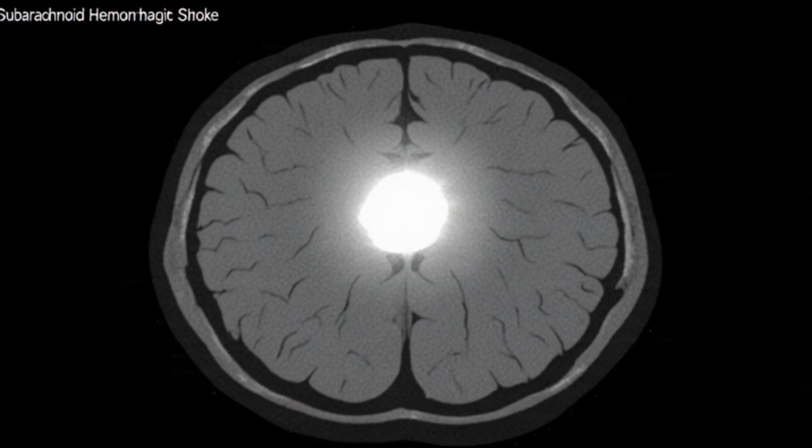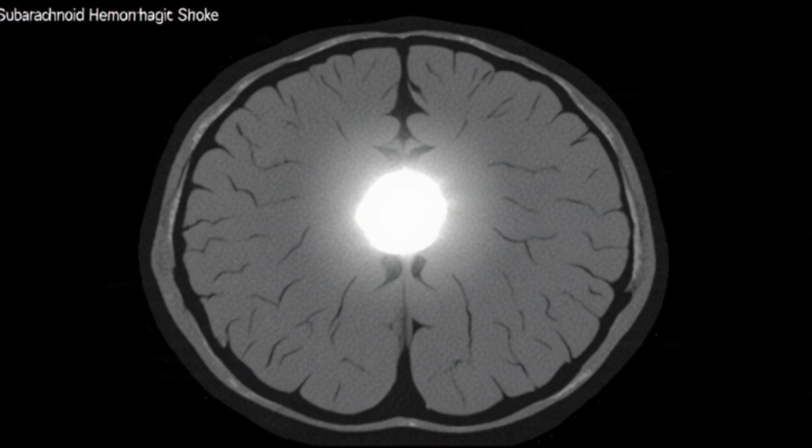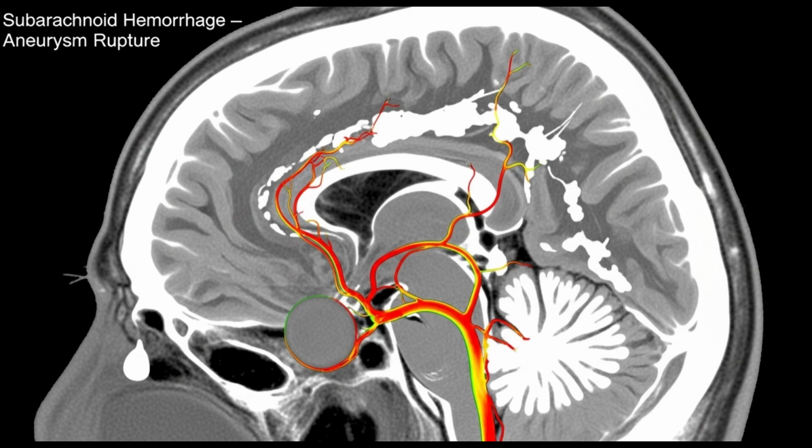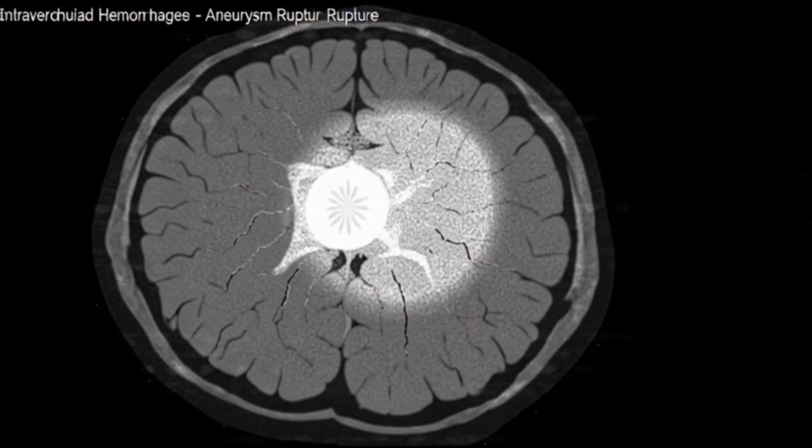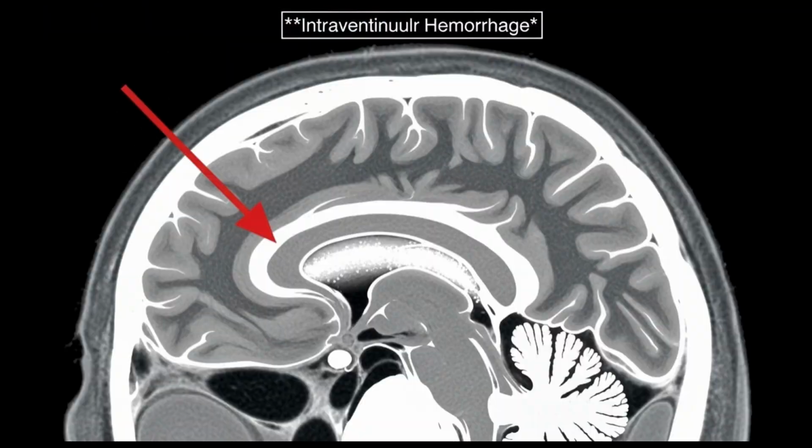Subarachnoid hemorrhage, where blood is seen in sulci and basal cisterns. Intraventricular hemorrhage, where blood fills the ventricular system. CT is extremely sensitive in detecting acute hemorrhage and guides urgent management.